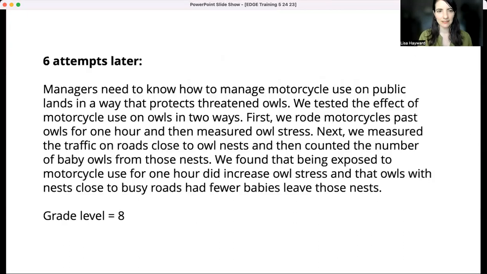So pressing on, I'm doing this 6 attempts more until I get down to a grade level of 8. I wanted to get 8 or lower, although actually lower than a middle school level would be really weird unless you're Hemingway or Neil deGrasse Tyson. Keep that in mind. What I have now feels appropriate for Forest Service managers and feels accurate enough in terms of how I'm representing my results. So this feels good to me.